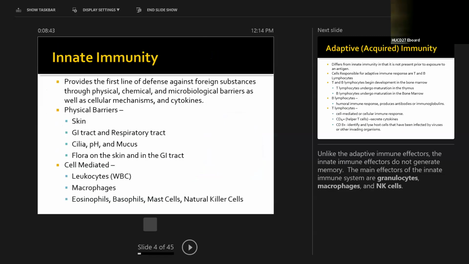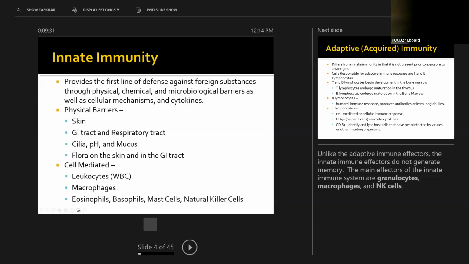So as I said, you're going to have differences, right? And so understanding the differences between the two, I think, is really critical. And so innate immunity really provides the first line of defense against any foreign substance. And that is generated through physical, chemical, and microbiological barriers, as well as any type of cellular mechanism and cytokine production. And so when we're talking about cytokines, we're talking about interleukins, okay? So if we're talking about physical barriers, we're talking about skin, the GI tract and respiratory tract, cilia, pH, mucus, flora on the skin and in the GI tract.